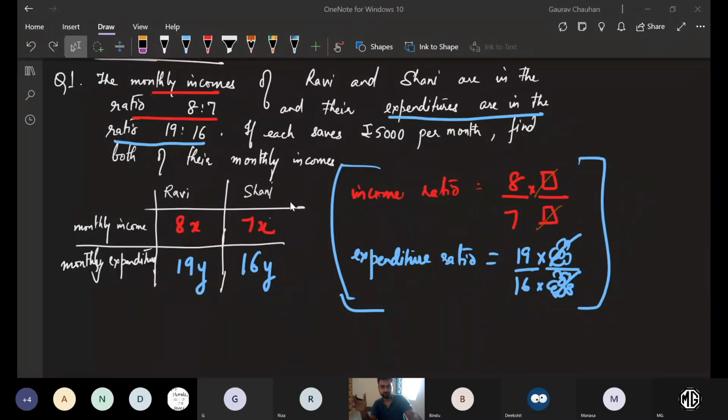Dikshit, you have a doubt? Sir, I have something to say. Go ahead. Sir, I can say that savings of Ravi is equal to. No, wait. Riza is doing that. Riza is in the middle of that. Yeah. We are going there. To form the equation, it will come after this. Yeah. Okay, sir.